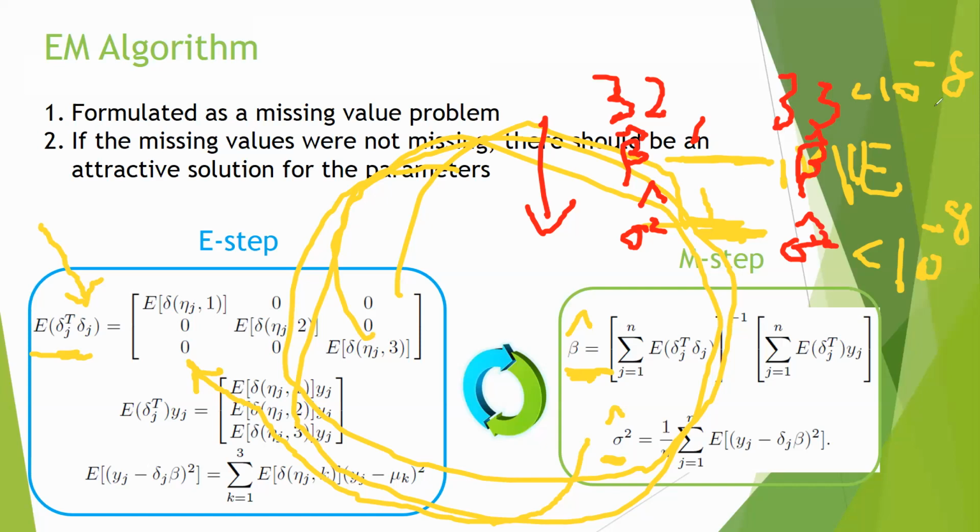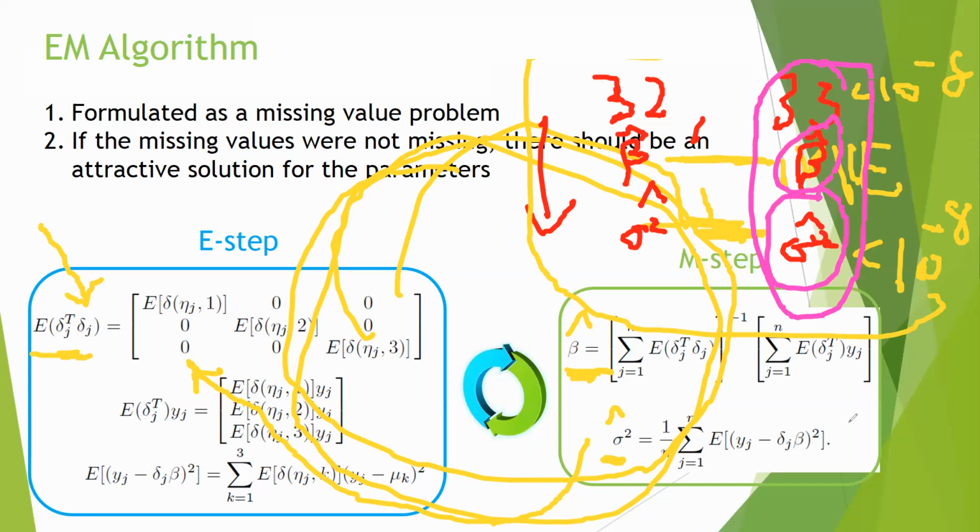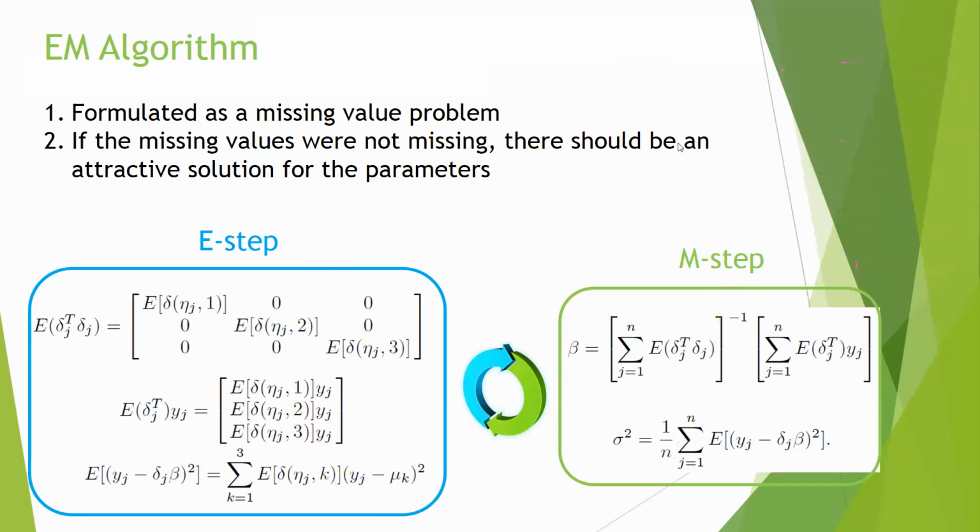So once this is achieved, we're going to stop. And the estimation in the last convergent step will be the final estimation of your parameters. Is that clear? Did I make it clear?